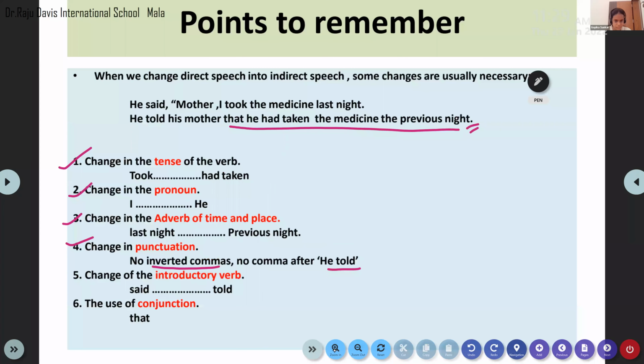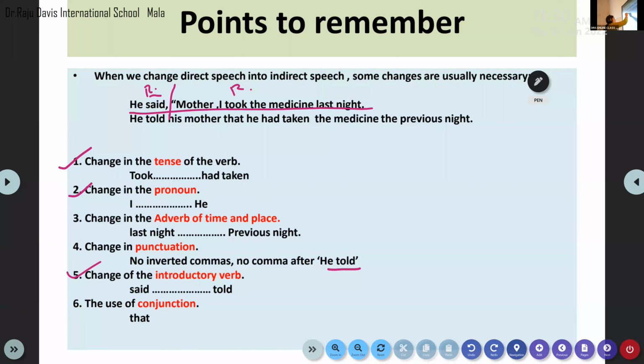Okay, now the second last one, the change in the introductory verb. As you all know, we can divide the sentence into two parts, right? Introductory part and what is the second part? You tell me. Reporting part and reported part, isn't it? Reporting part and reported part.